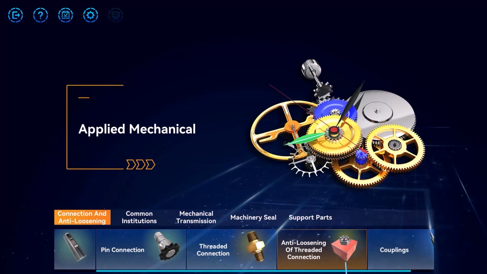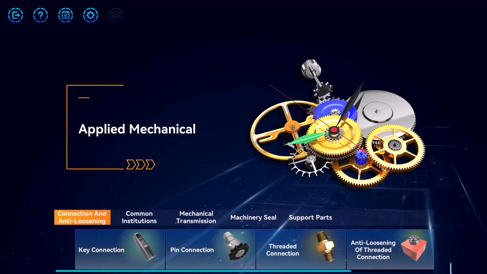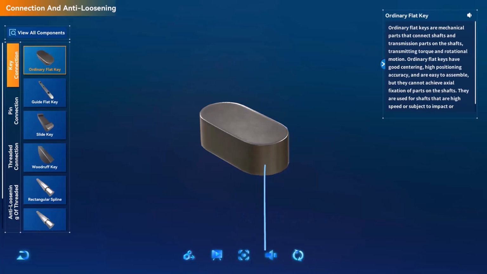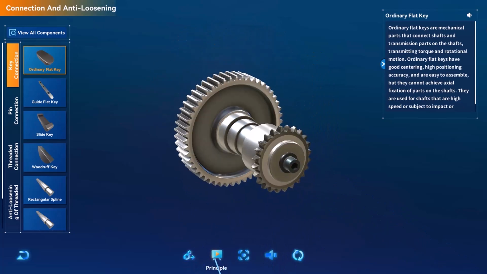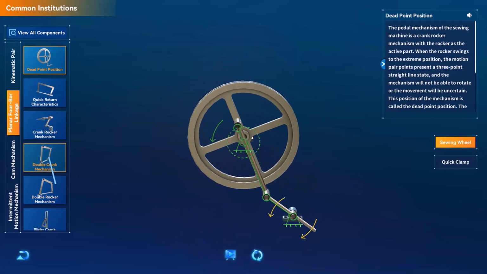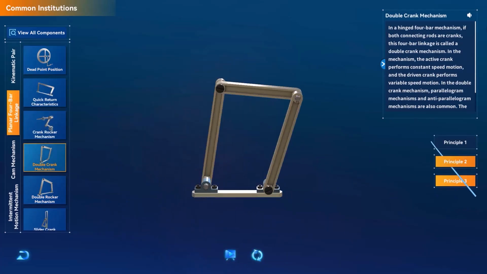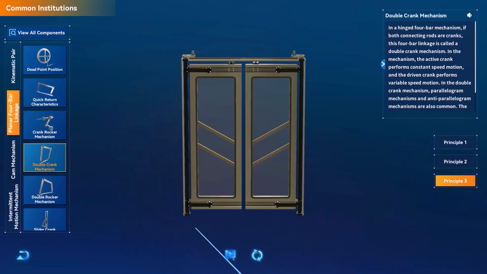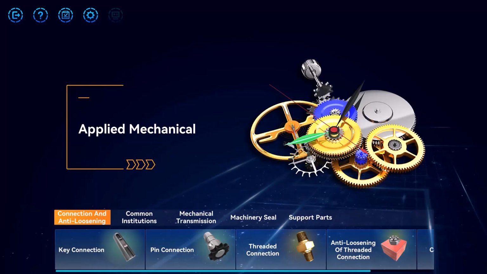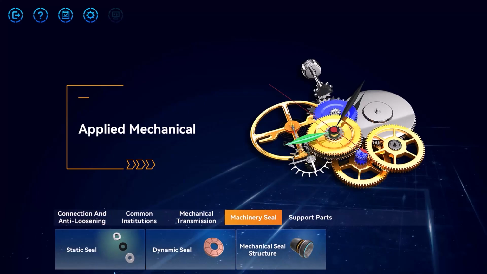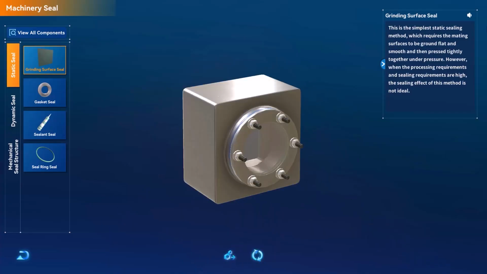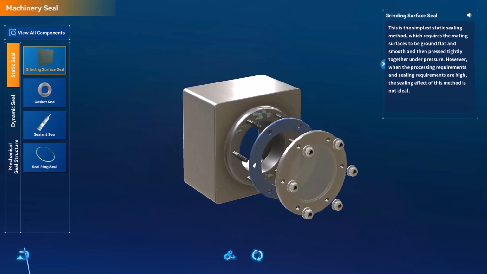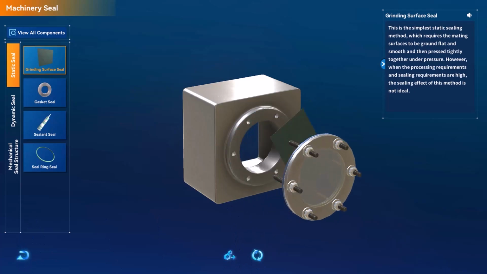Welcome to the Applied Mechanical application on the zSpace platform, your immersive gateway into the world of mechanical systems and engineering concepts. This application transforms mechanical education into a dynamic and engaging experience, connecting theoretical knowledge with practical, real-world mechanics.